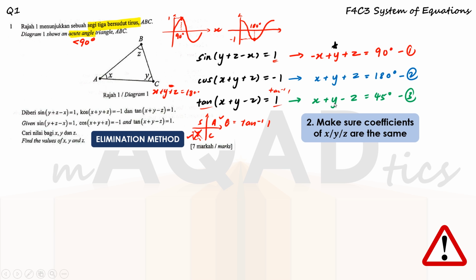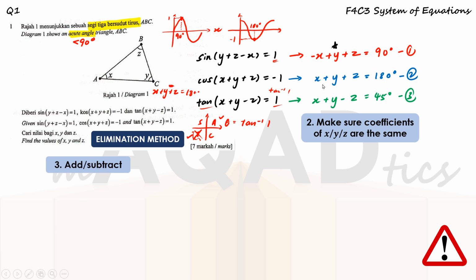But if it's not the same, let's say here it's 2. So when we go to the third step, which is to add or subtract, we need to make sure both of the coefficients are the same. So for the first equation, we need to multiply by 2. Okay, but for this case we don't need to because all of the coefficients are the same.